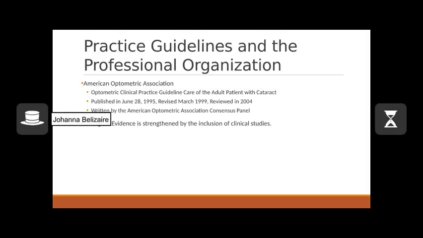The American Optometric Association is the organization that published the Optometric Clinical Practice Guideline Care of the Adult Patient with Cataract. This guideline was published in June of 1995. It was then revised in March of 1999 and then reviewed in 2004. This particular guideline was written by the American Optometric Association Consensus Panel, which consists of ophthalmologists and medical doctors who came together to write the guideline. The strength of this guideline includes the inclusion of several different studies to back up what is in the guidelines.